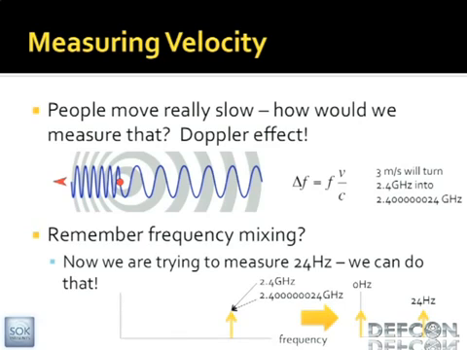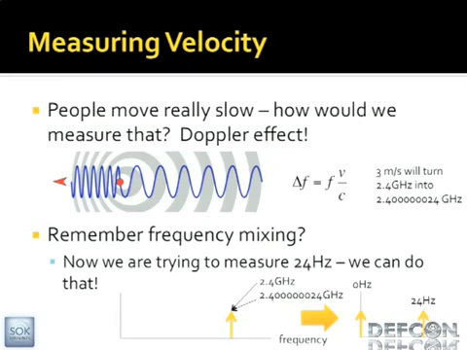So if we had a 3 meters per second signal, we're turning that 2.4 gigahertz into 2.4 gigahertz plus 24 hertz. So that's going to be pretty hard to differentiate. But if we have a really good 2.4 gigahertz reference, we can just mix with that, and we get out 24 hertz. And I can see that on a scope pretty easily. I can measure that, and then that way I know pretty accurately how fast the target is moving.